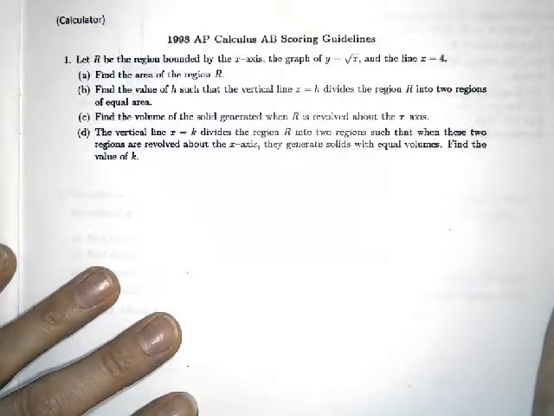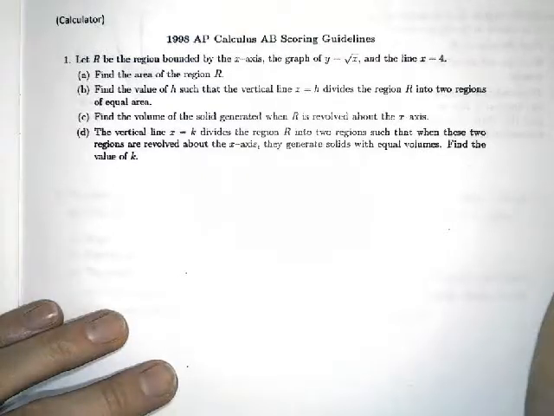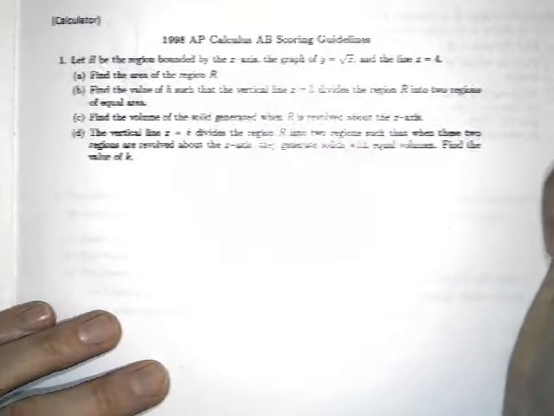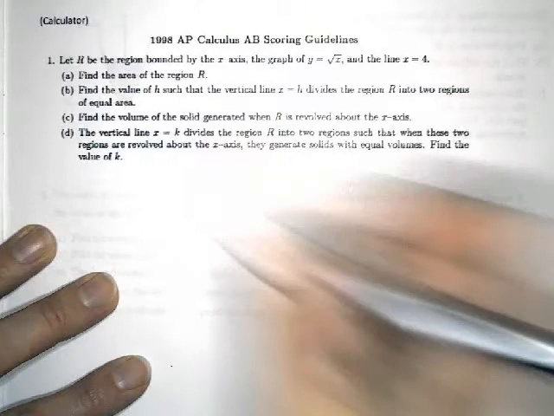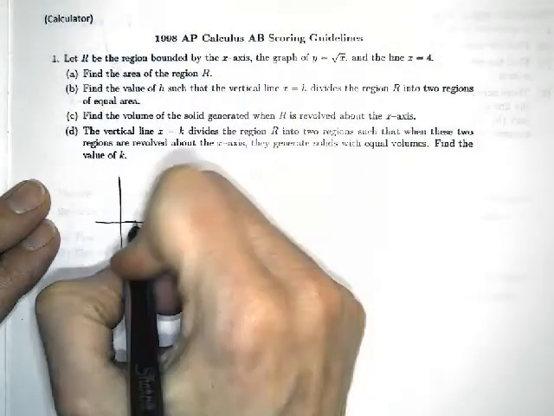For this first one, taken from the 1998 AP exam, this is a calculator question. It says, let R be the region bounded by the x-axis, the graph of y equals square root of x, and the line x equals 4. So the first thing we're going to do, I always sketch a graph of the region that I'm working with.